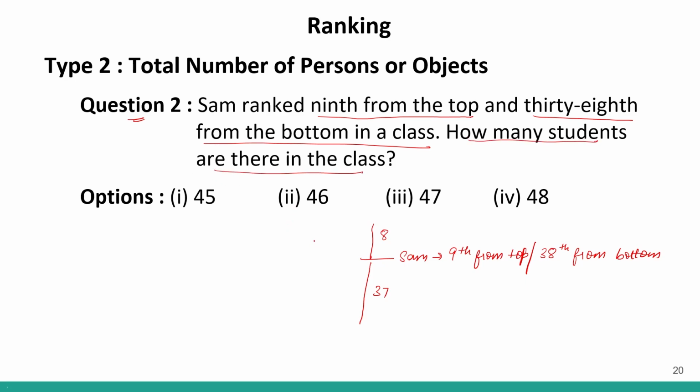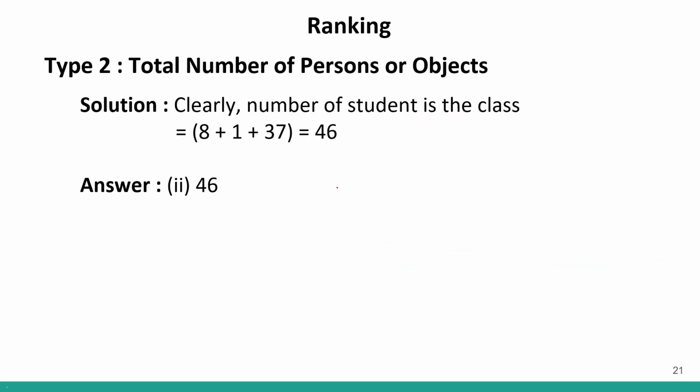To find the number of students in the class, we quickly sum this. It will be 37 plus 1 plus 8. Correct? So it will be 38 plus 8, which is 46. So in total we have 46 students in the class. This is given in option number 2. Therefore, option number 2 will be the correct answer to this question. Clear? Now, here is the solution.